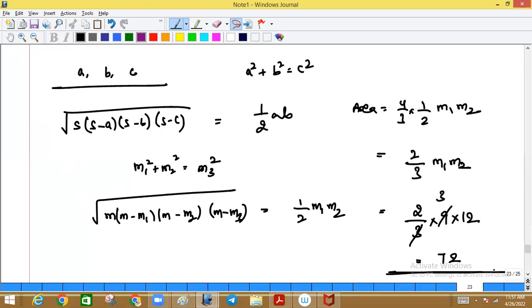72. So directly remember, if the medians satisfy Pythagoras rule, then what is the area? The area is 2/3 of M1, M2. If medians satisfy the Pythagoras rule, then the area is 2/3 of M1, M2.